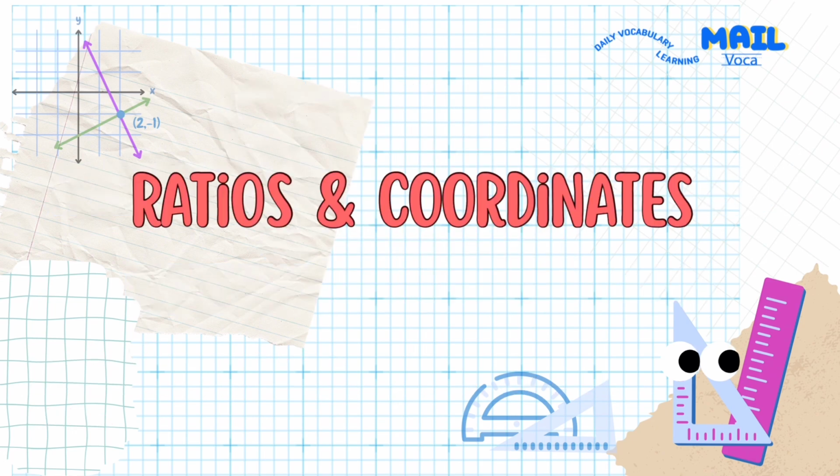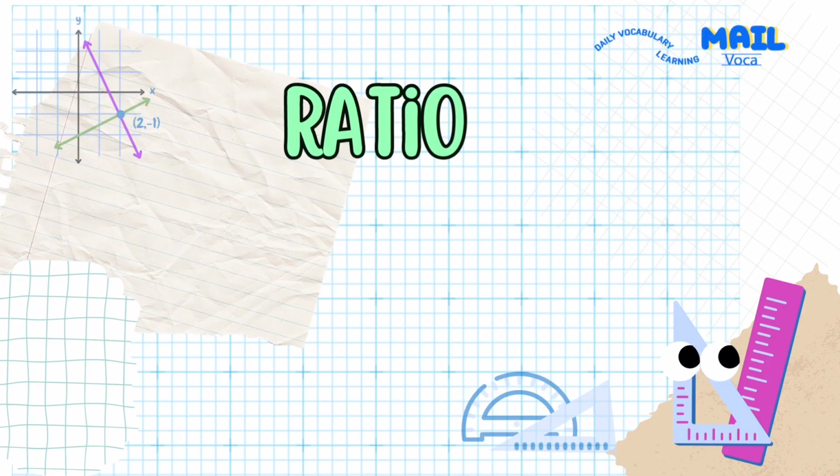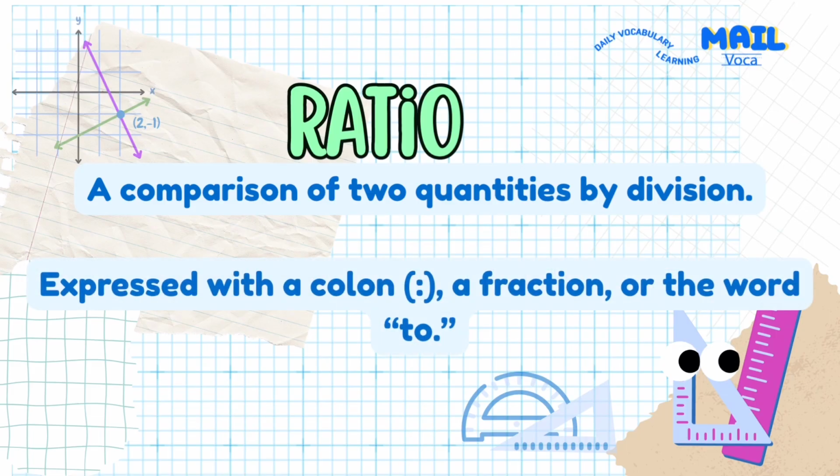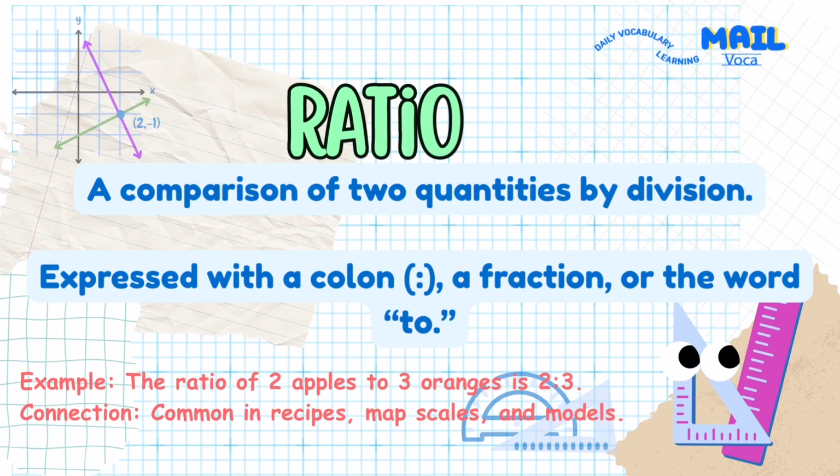Ratios and coordinates. Ratio. A comparison of 2 quantities by division. Expressed with a colon, a fraction, or the word "to". Example, the ratio of 2 apples to 3 oranges is 2 to 3. Connection, common in recipes, map scales, and models.